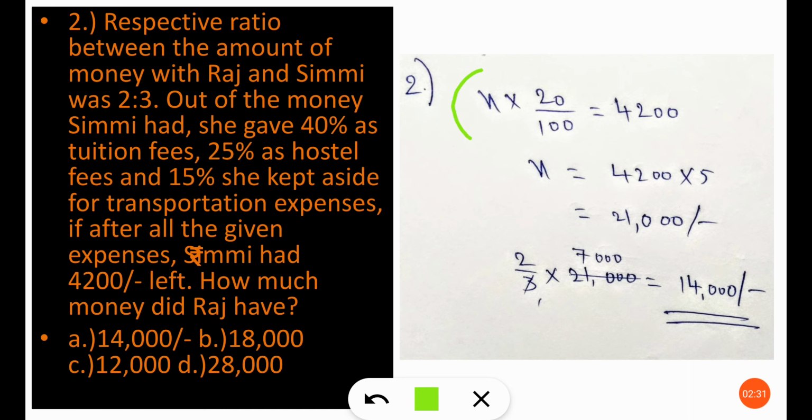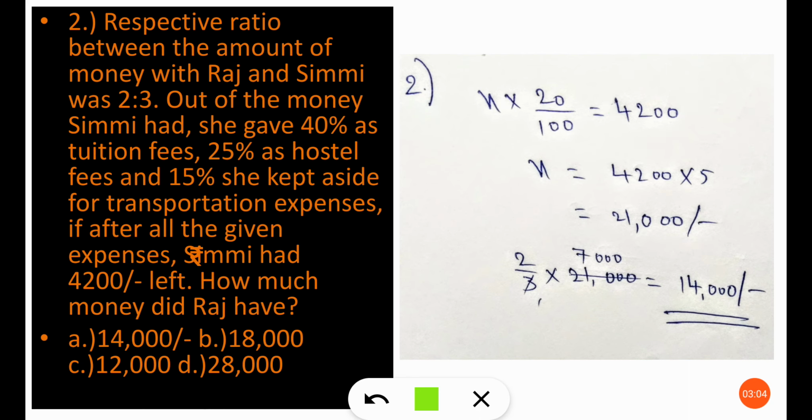Let the salary of Simmi be X and she has spent 40%, 25% plus 15%. 40 plus 25 plus 15 means 80%. The remaining is 20%. 100 minus 80 is 20%. So X into 20 by 100 equals 4,200 rupees. And X equals 4,200 into 5, that equals 21,000 rupees. Or 4,200 means 20%, so what is 100%? Into 5. 4,200 into 5 is 21,000 rupees.